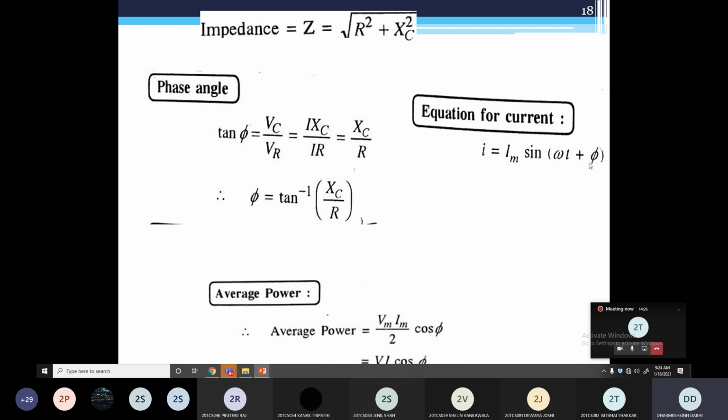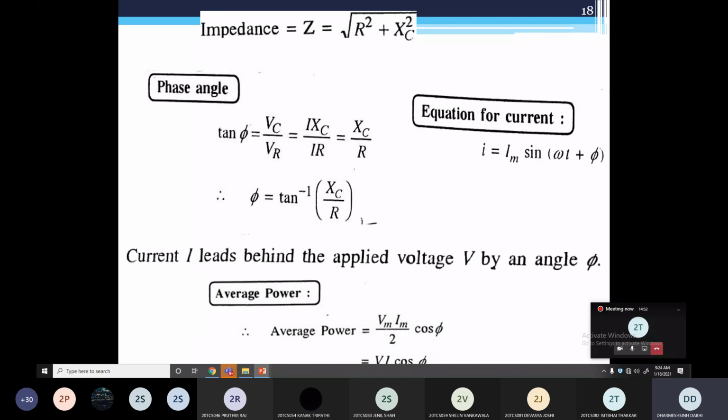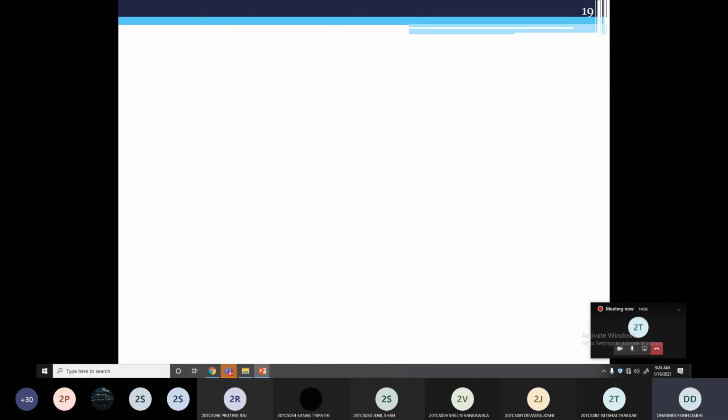So plus phi means that this circuit is a capacitive circuit, because current leads the voltage by some angle phi. If you see the series RL circuit, there we wrote Im sin(omega t minus phi). So minus phi means the circuit is inductive, but plus phi means the circuit is capacitive, meaning a capacitor is present in the circuit. So in this circuit, current leads the voltage by angle phi.